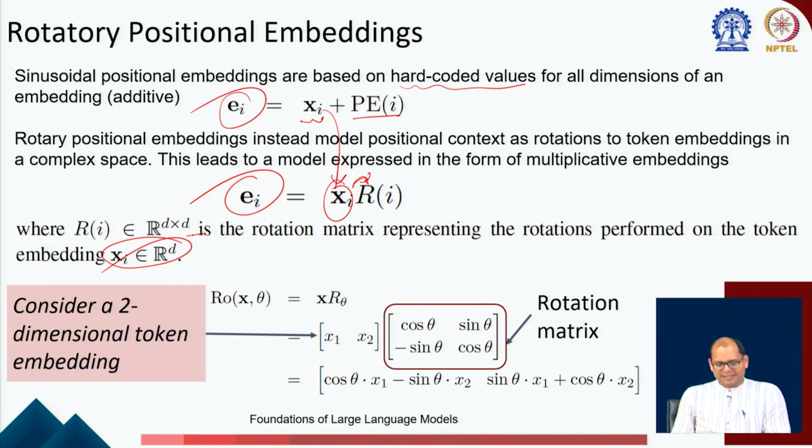To understand this idea, let us take a very simple case. Let us say we have a 2-dimension embedding. That means the rotation will be a 2 cross 2 matrix. I start with x1, x2 and I apply a rotation by an angle theta. What is the corresponding rotation matrix? It is cos theta, minus sin theta, sin theta, cos theta. So, if I start with x1, x2 as my initial embedding, after rotation this will be my embedding: cos theta x1 minus sin theta x2 is the first dimension, and sin theta x1 plus cos theta x2 is the second dimension. Why does that make sense?